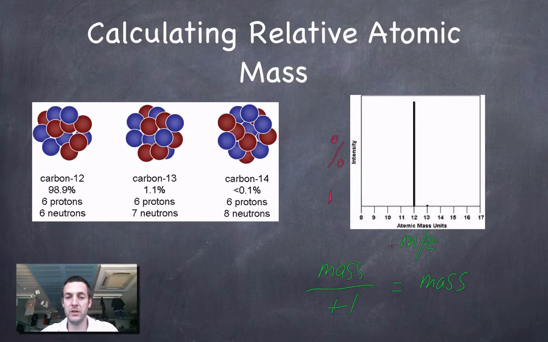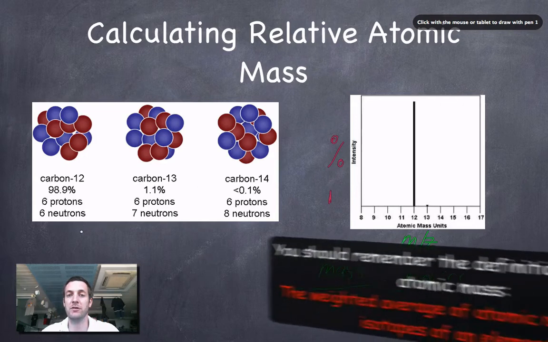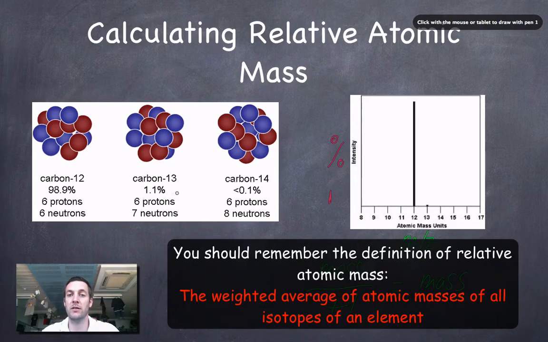Anyway, so the problem here is to try and find the relative atomic mass of carbon using these mass charge ratios of the isotopes and the percentage abundance of each isotope. So these numbers here are the percentage abundance, how likely they are to occur in nature. Okay, now remember what the relative atomic mass is. This is an extremely important definition to know. It's the weighted average mass of all the isotopes of an element.